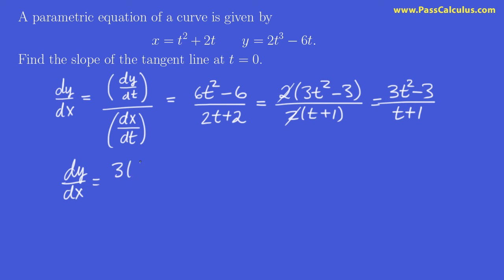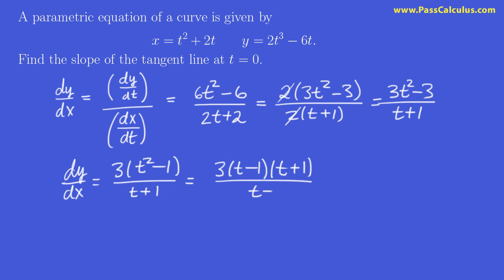Notice we can factor a 3 out from the top as well. And this is a difference of squares. We can factor that as t minus 1 times t plus 1. And then we notice we even have some canceling here. So we get our derivative to be, in the most simple form, 3 times t minus 1.